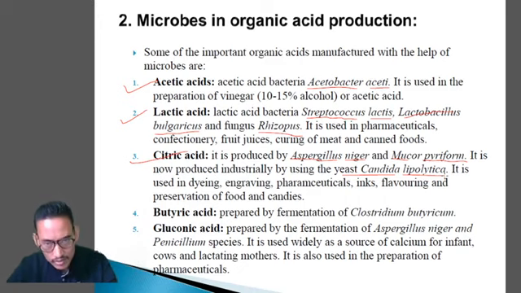It is used in dyeing industries, engraving, pharmaceuticals, inks, flavoring, and preservation of food and candies. So this is the use of citric acid.